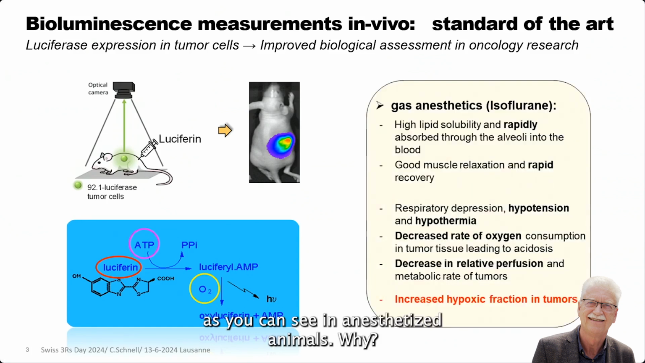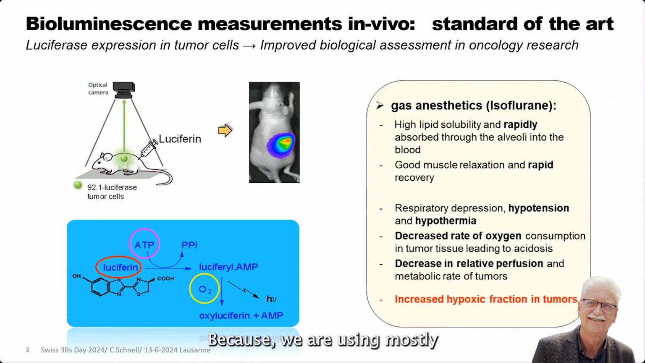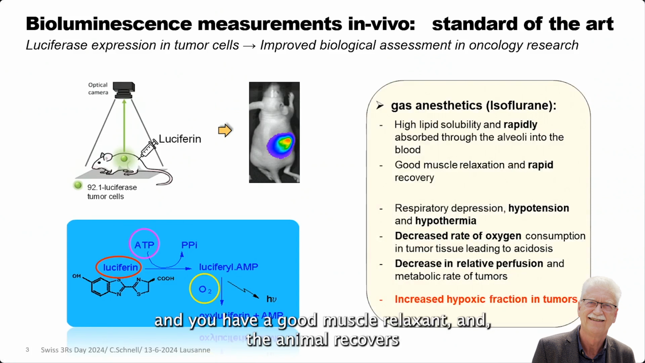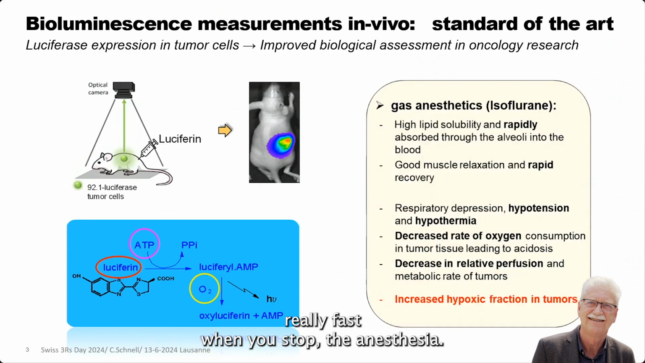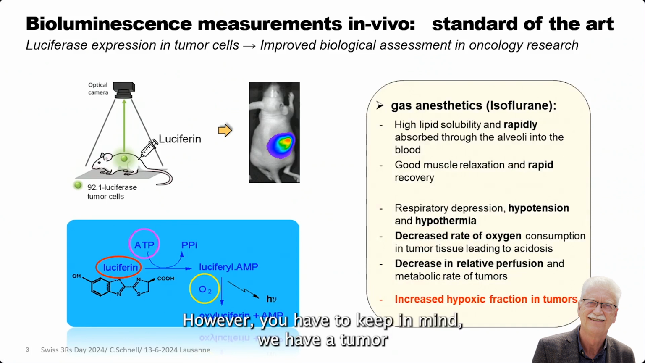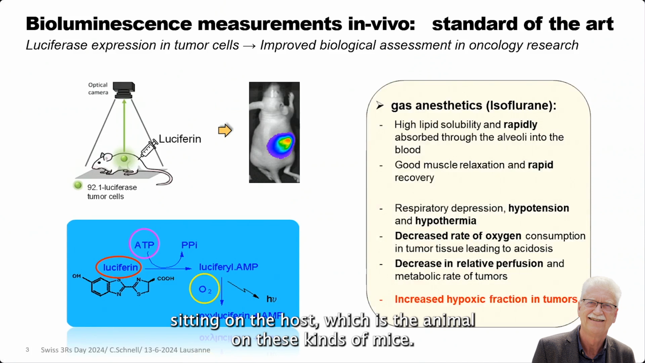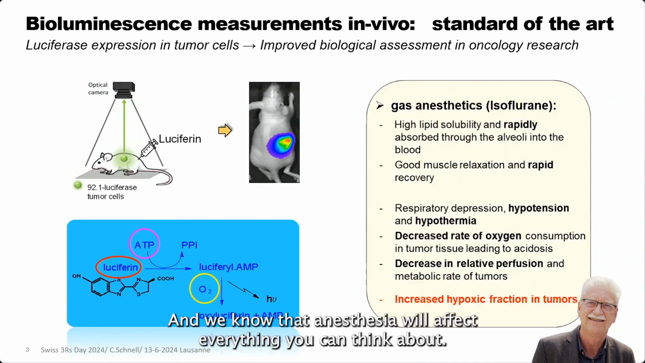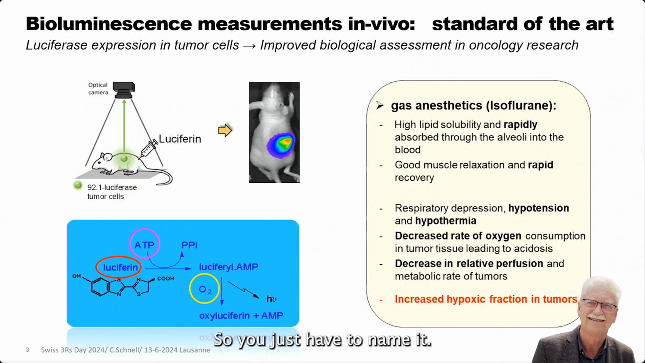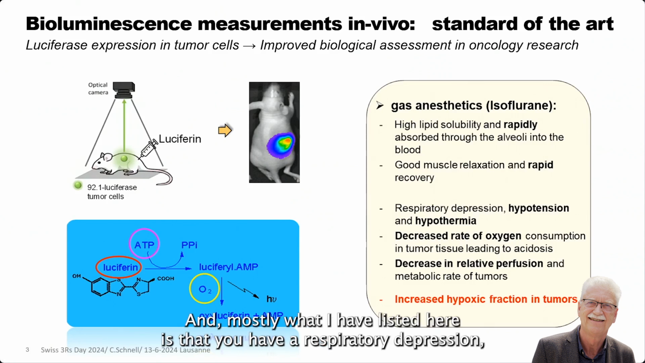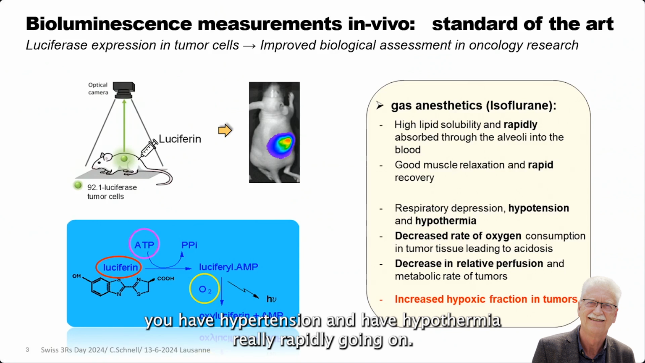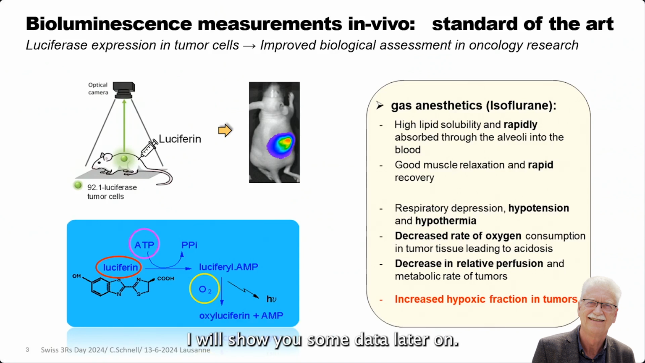this is done, as you can see, in anesthetized animals. Why? Because we are using mostly isoflurane. It has high lipid solubility, is rapidly absorbed, and you have good muscle relaxation, and the animal recovers really fast when you stop the anesthesia. However, you have to keep in mind, we have a tumor sitting on a host, which is the animal, in this case the mice, and we know that anesthesia will affect everything you can think about. So you just have to name it. And mostly what I have listed here is that you have respiratory depression, you have hypotension and hypothermia going on really rapidly. I will show you some data later on.